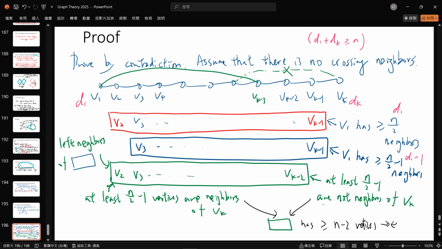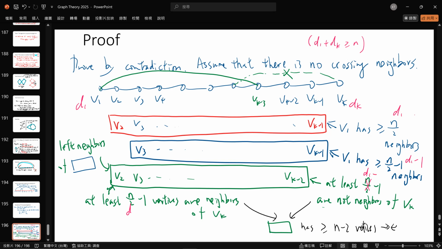Now, let's consider the green box. So this, once again, becomes D1, okay? Because for all these vertices, if it is adjacent to V1, then its left neighbor cannot be adjacent to VK, according to our proof by contradiction. So this is D1, and this is D2 minus 1, okay?